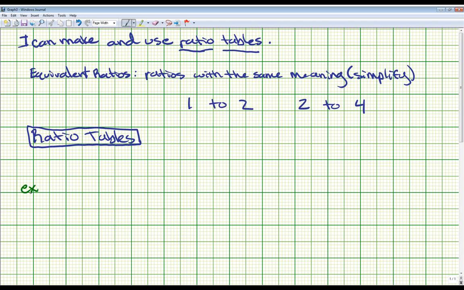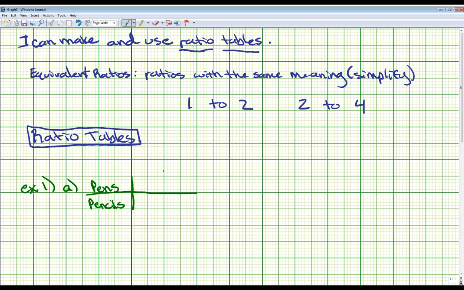So we have example 1. It says completing ratio tables. Find the missing value or values in each ratio table, then write the equivalent ratios. So two things we must do. We must complete the table, and then we're going to have to write out our ratios separately. For this particular table, the top represents our pens and the bottom represents our pencils. So I'm going to draw a line to separate those two.